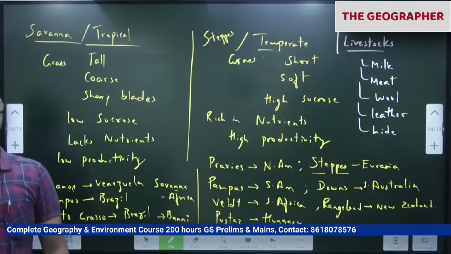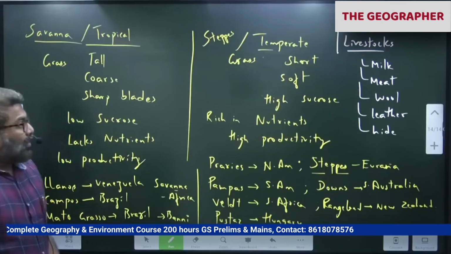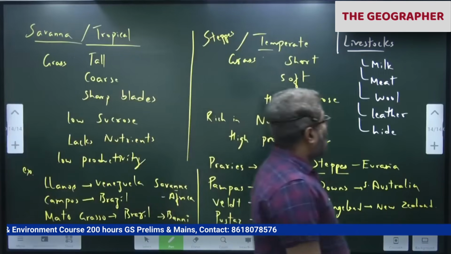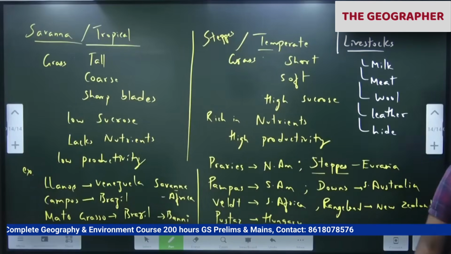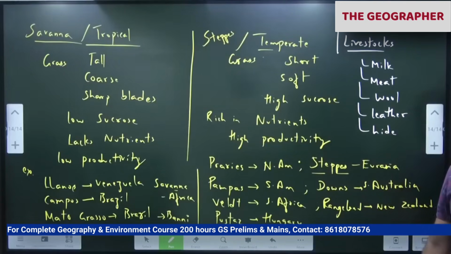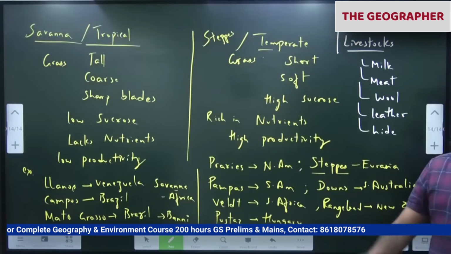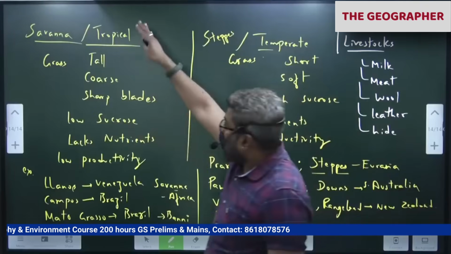Various purposes we use the animals for. Livestock rearing is a very prominent occupation in grasslands. So they will ask, distinguish between tropical and temperate grasslands and its importance. Or they'll just ask tropical grassland.